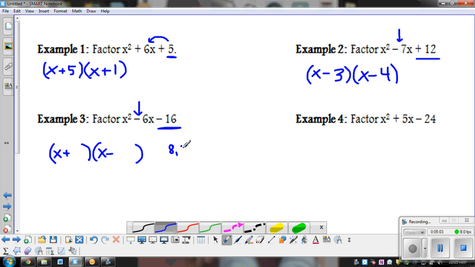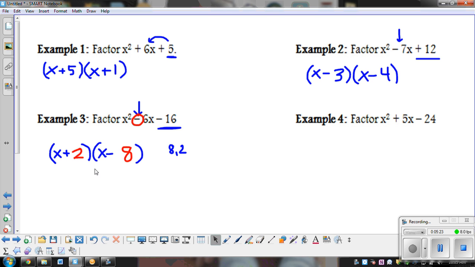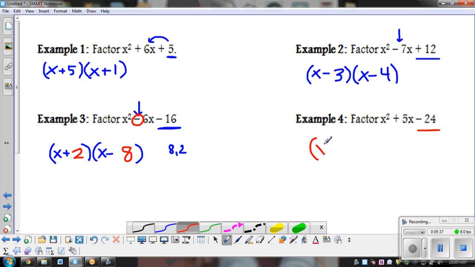And 8 and 2, you want to give the bigger number, in this case 8, the middle sign. So since the middle sign is negative, we want the 8 to be negative and the 2 to be positive. So your parentheses should be x plus 2 and x minus 8. You could put the factors in a different order again, but make sure the 8 has the negative and the 2 has the positive. And then example 4, we need two numbers that multiply to negative 24, so different signs, and add to 5.